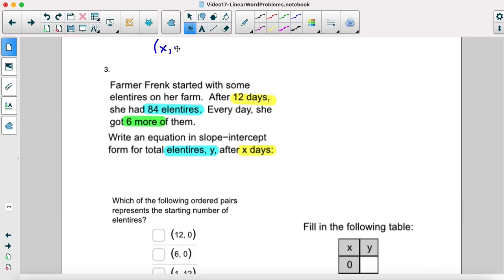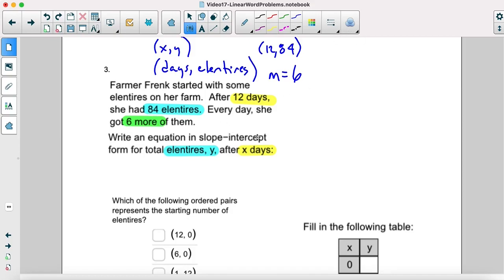So we've been given a point, x comma y, right? Days comma Ellentires. We've been given a point, 12 comma 84, and we've been given a slope, right? It's a positive 6 because we're getting 6 more Ellentires every day.